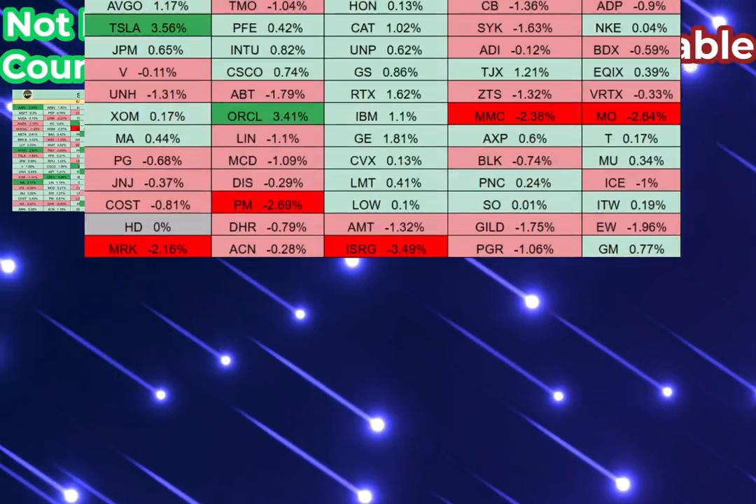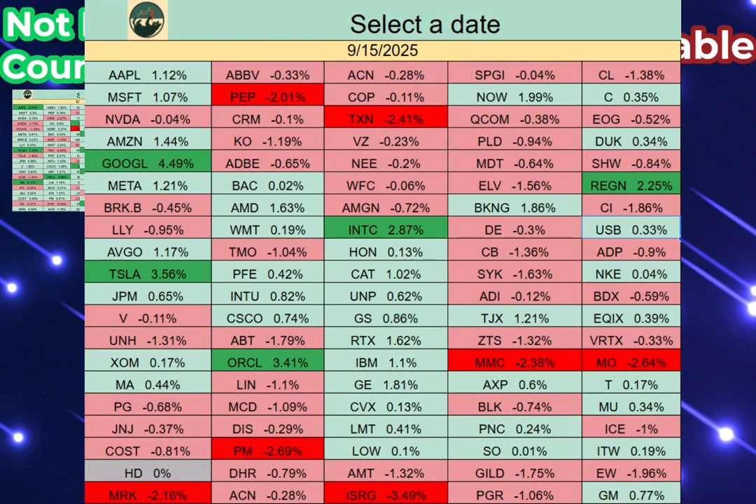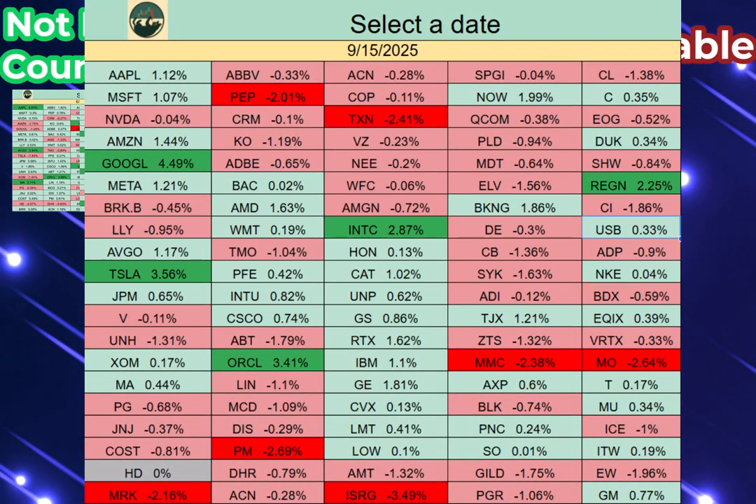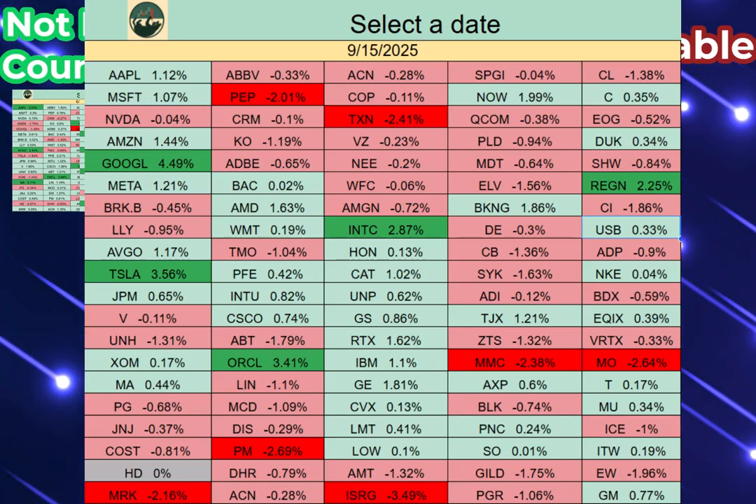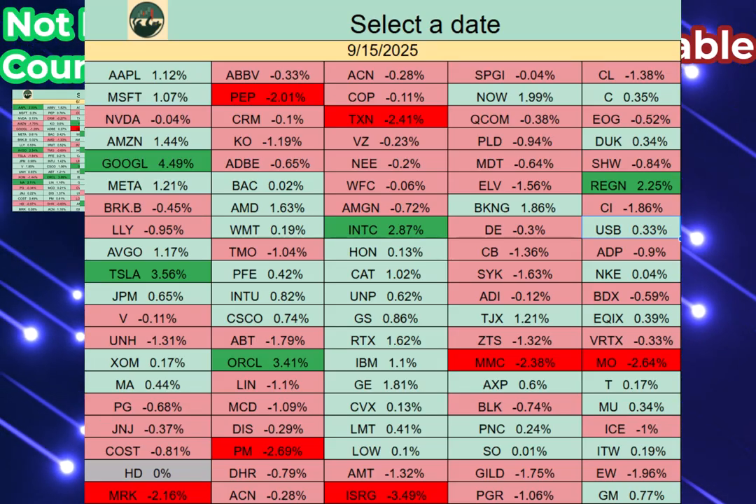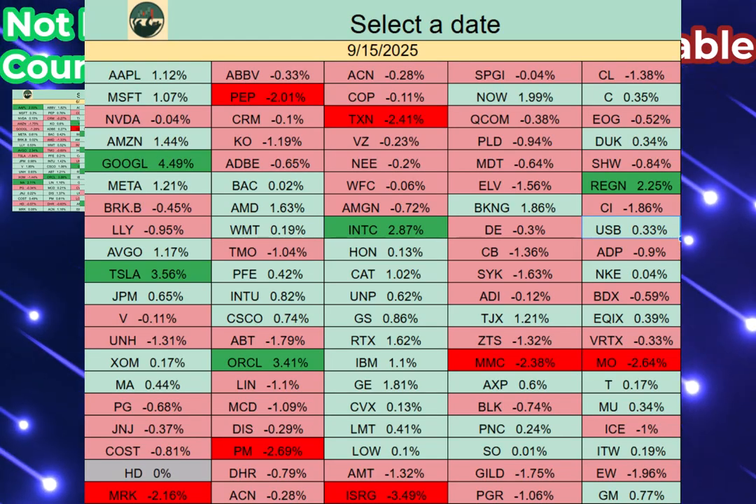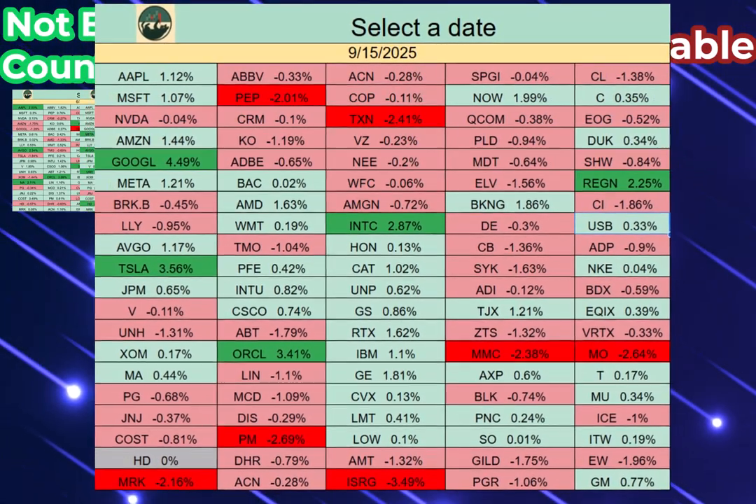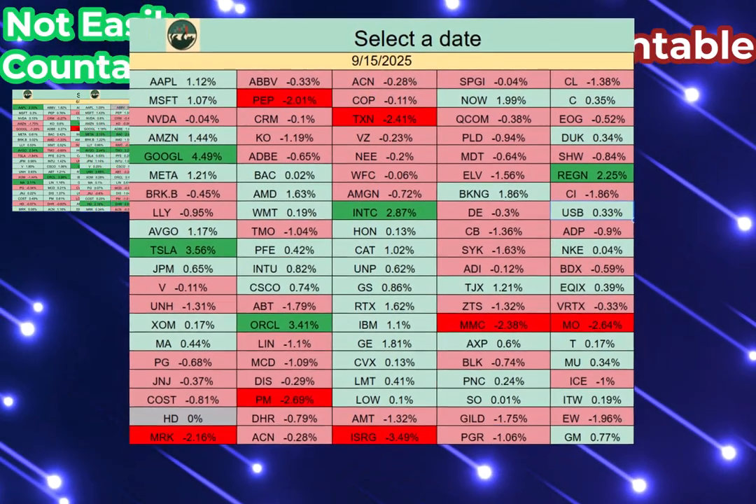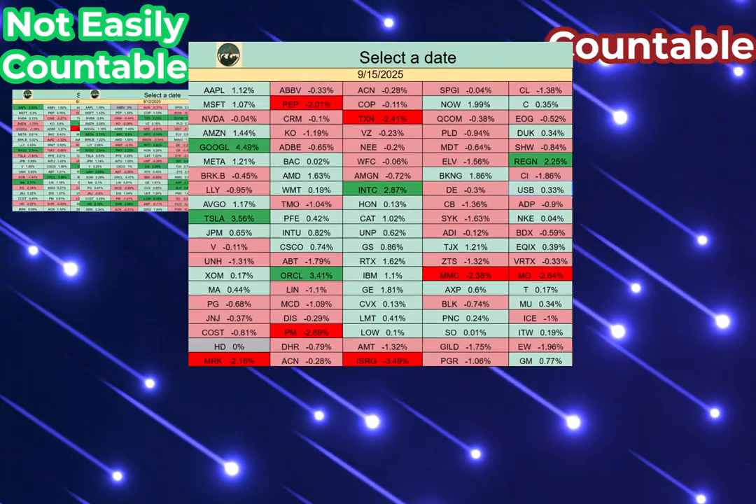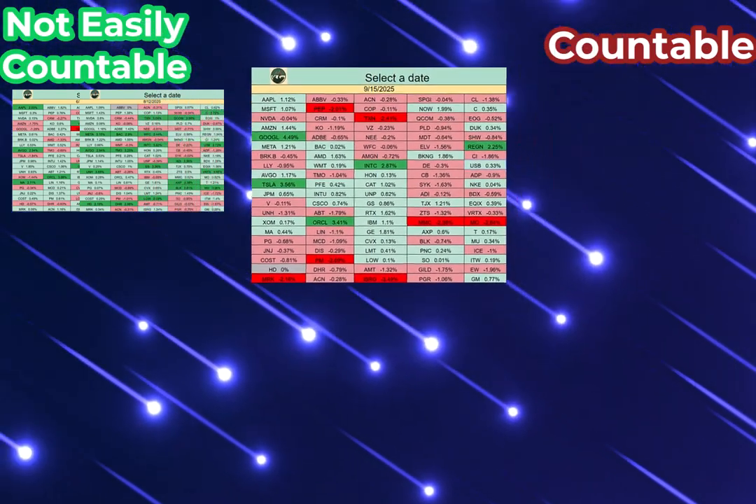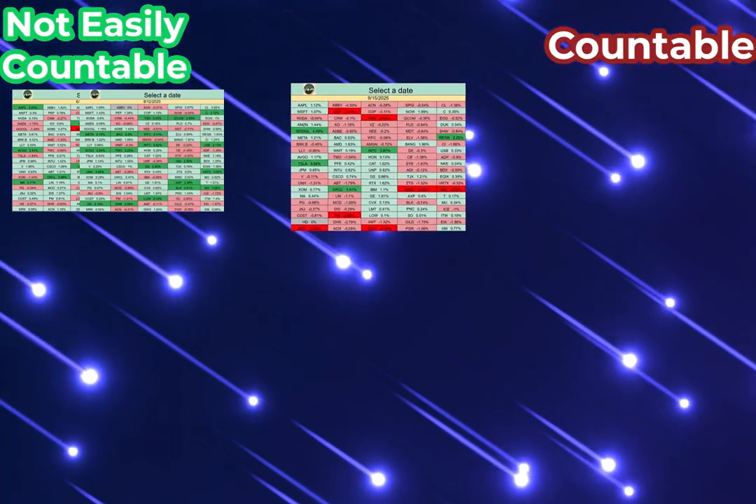Our next all-time high is September 15th. And here, it's not easily uncountable, but it's also not easily countable. It's like a 50-50. If you're feeling a little iffy around this time frame, that's fair. Just look at the map. It's screaming to me like half of the stocks are partying. The other half, they're not allowed inside the club.